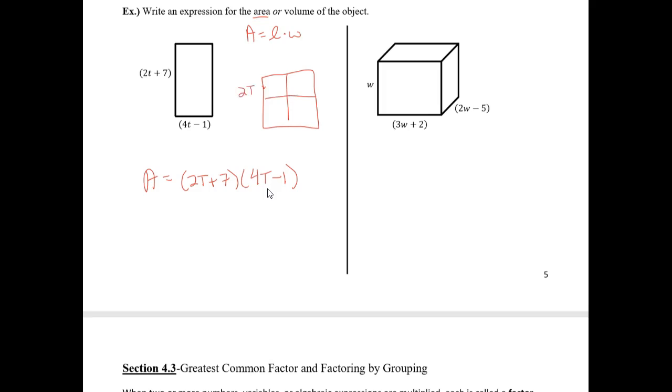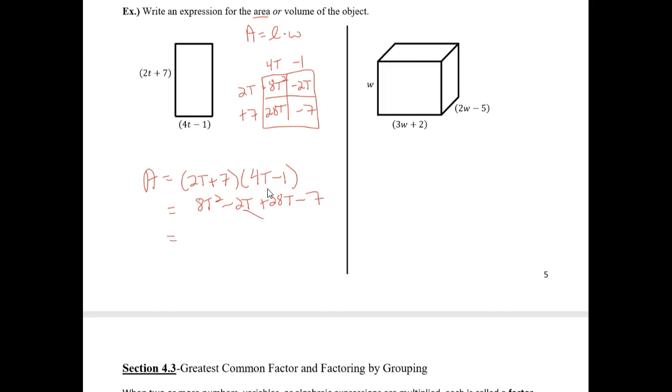I have 2t plus 7 on one side and 4t minus 1 on another. 2t times 4t is 8t squared. 2t times a negative 1 is negative 2t. 7 times 4t is 28t. And 7 times negative 1 is negative 7. So when we multiply this out, we get 8t squared minus 2t plus 28t minus 7.